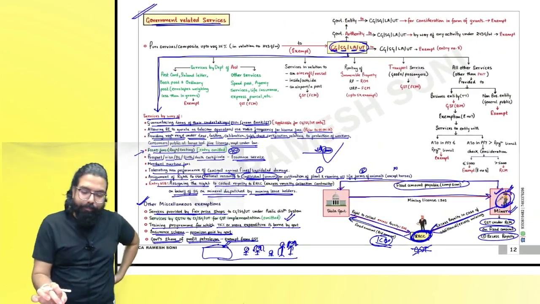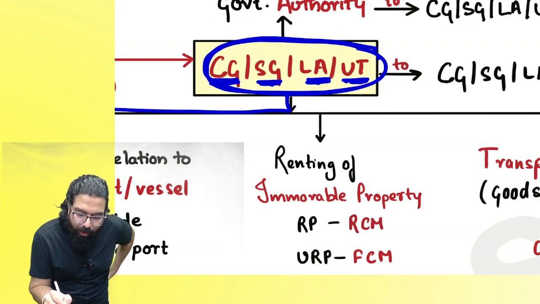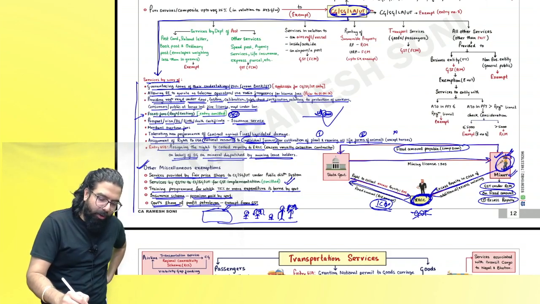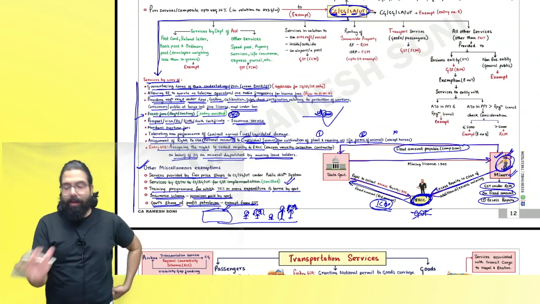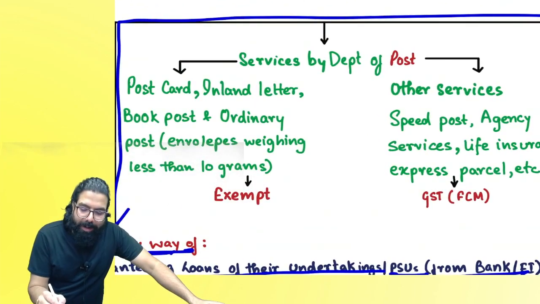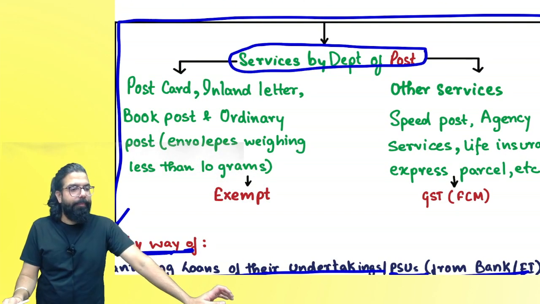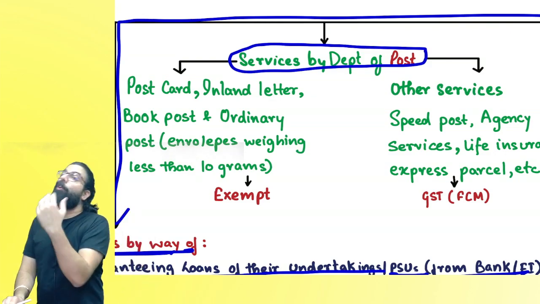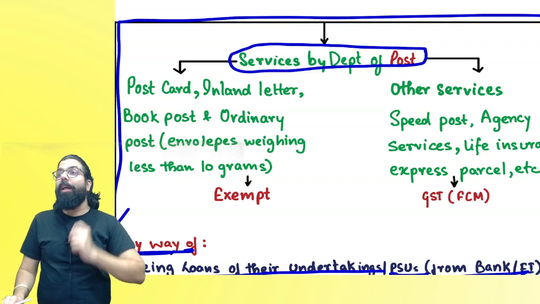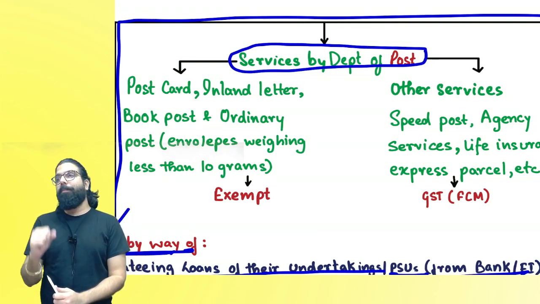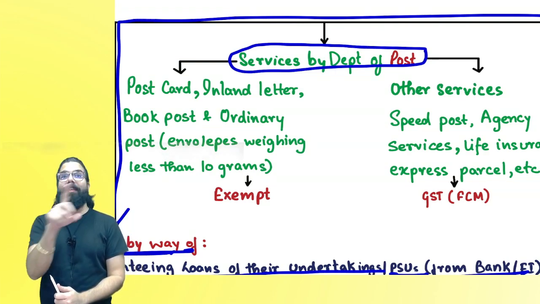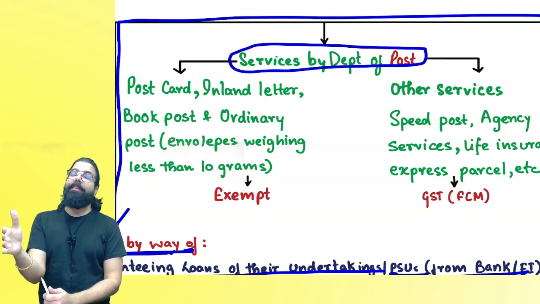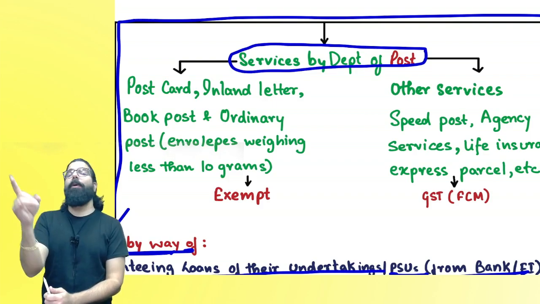Everyone over here now, listen. Central government, state government, local authority, union territory. There are some services I told you, remember these are exempted. Now, a government department is the Department of Post. You know the post office, everyone? Post office services are exempted from GST. Not all. Earlier, they used to say speed post, express parcel, life insurance, and agency services attract GST. Yes, everyone? Only speed post, life insurance, agency service, and express parcel will attract GST.